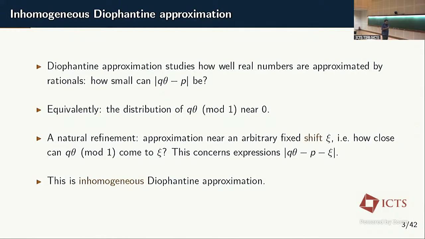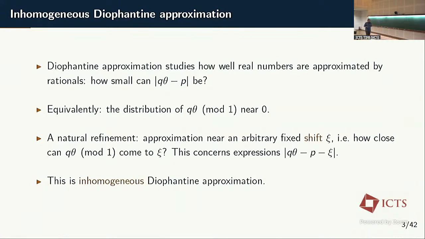So the basic question in Diophantine approximation is, if you take an irrational number theta, how small can you make the difference between theta and a rational number p over q with good control over p and q? Of course, we know that the rationals are dense, so you can get very close, but you now want to scale up this thing and have good control over the rationals. And this question is the same as the question of considering the distribution of the sequence q theta mod 1 near 0. This is a very interesting question with lots of nuance built in.